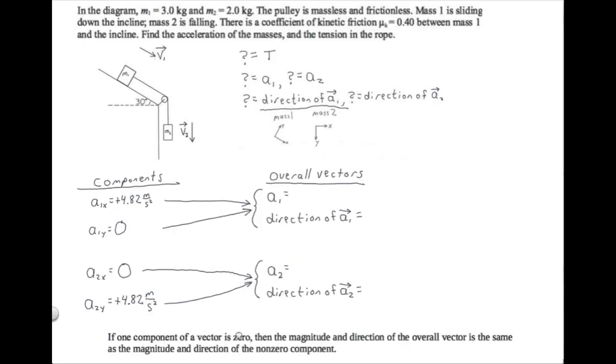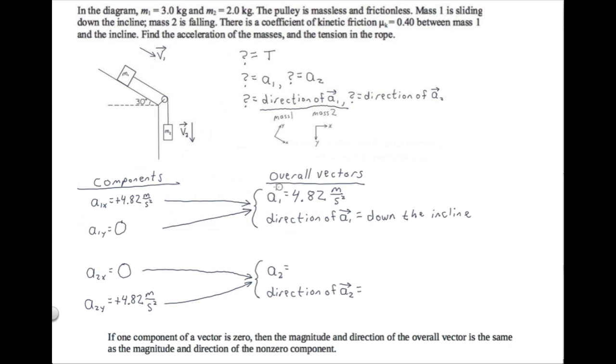If one component of a vector is 0, then the magnitude and direction of the overall vector is the same as the magnitude and direction of the non-zero component. So the magnitude of a sub 1 is the same as this magnitude, 4.82 meters per second squared. And the direction of a sub 1 is the same as the direction of this component. This component points in the positive x direction for mass 1. The positive x direction for mass 1 is parallel to and down the incline. So the direction of the overall acceleration for mass 1 is parallel to and down the incline.